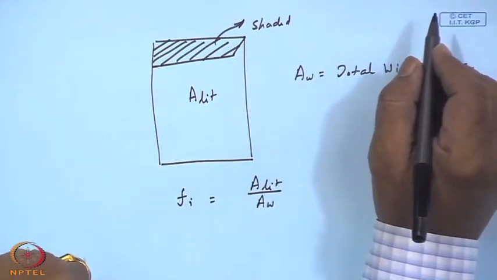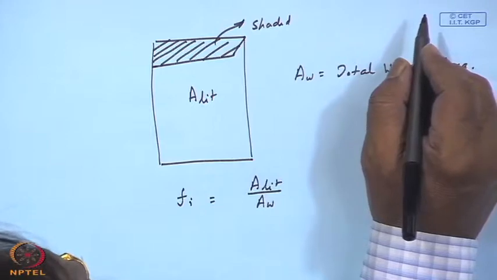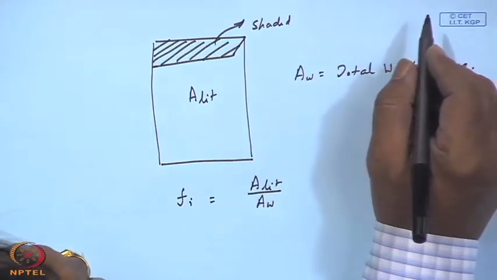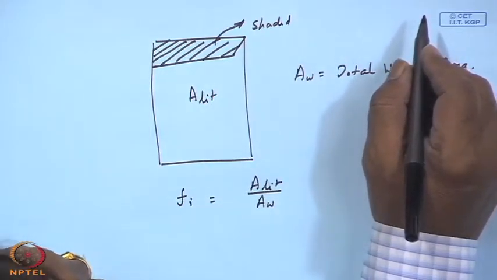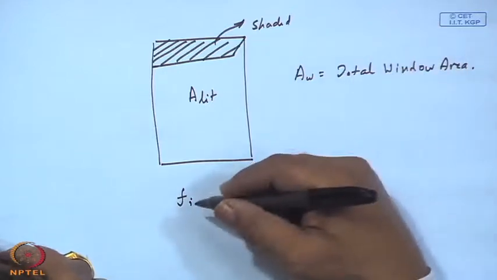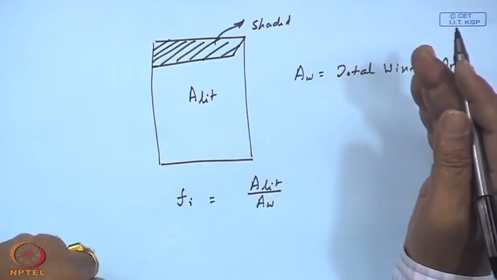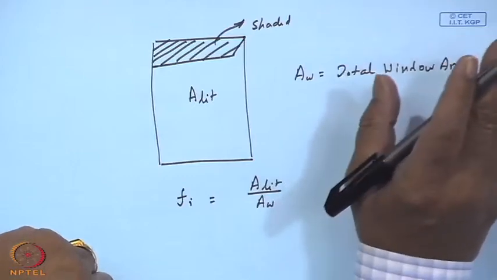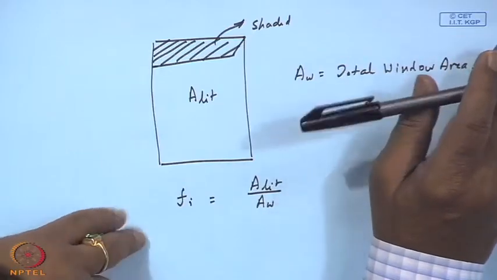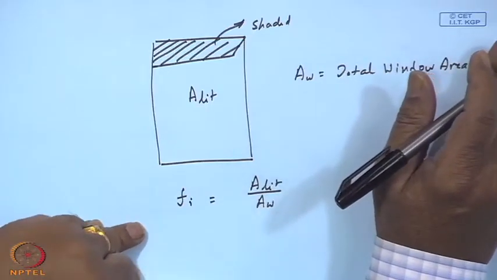This is written in such a manner that instead of the shading factor, it could be the lit factor. If A lit is equal to AW, Fi is equal to 1. If Fi is equal to 1, that means the window is not shaded. If Fi is equal to 0, it is completely shaded.